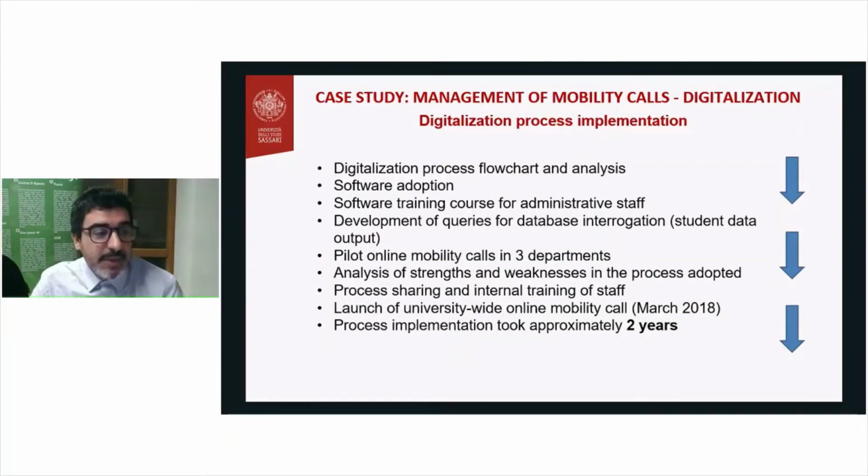Now, these are some pieces of information about what we do. I wanted to break down the implementation process just to show you what we did in the past, and to show you that following a step-by-step procedure may take time, but it makes it possible to implement a very complex scenario also to complex university structures. Okay, so when we first started, we had to develop a flowchart and analyze what entailed a digitalization process in our university. And we had to select a software, basically, that complied with the regulations of our university.